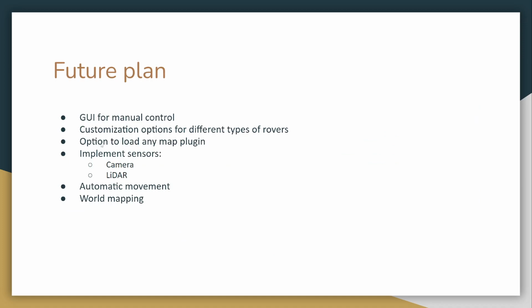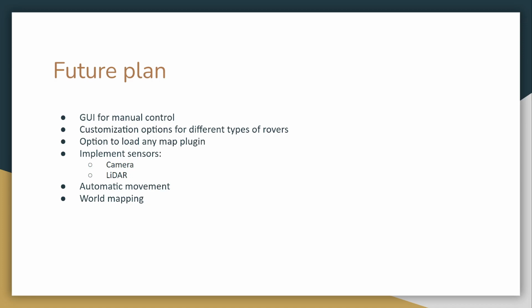At the moment, we are working on implementing GUIs for manual control. Like we mentioned before, we have two types of movement, automatic and manual. Manual movement will allow the user to control the rover in case it gets stuck somewhere, or in case the user wants to override the automatic control.